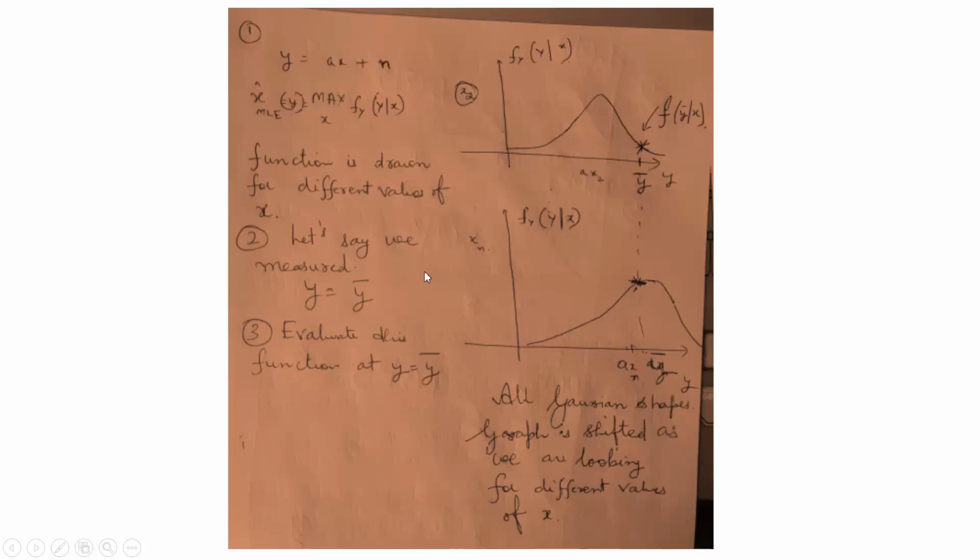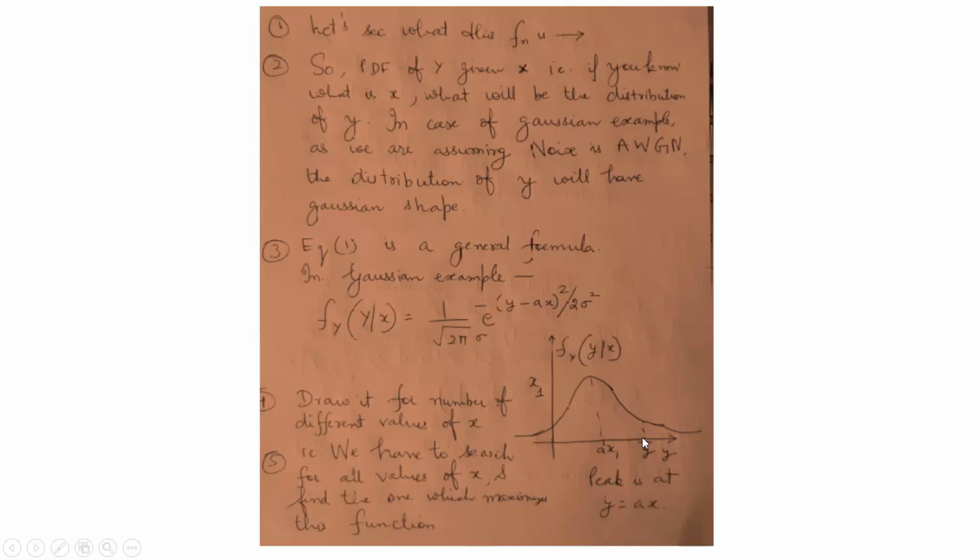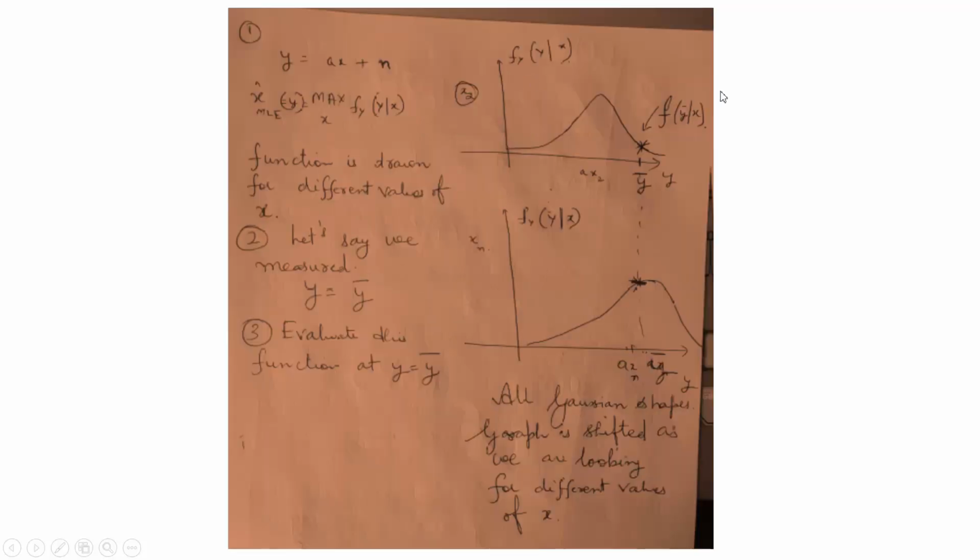Now, what we say is that we measured y, and we say that we measured it equal to y bar at a particular point, at a particular instant of time, right? So our measurement is y equal to y bar, while we have different graphs explaining the distribution of y given x for different values of x. Now this is point y bar, right? At this point y bar, we get the value of this function. I will explain it here. So at y bar, I take the value of this function.